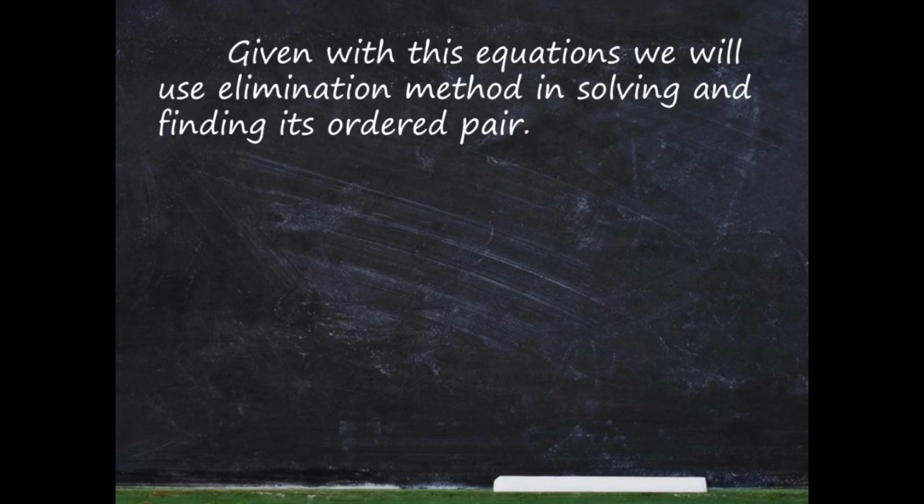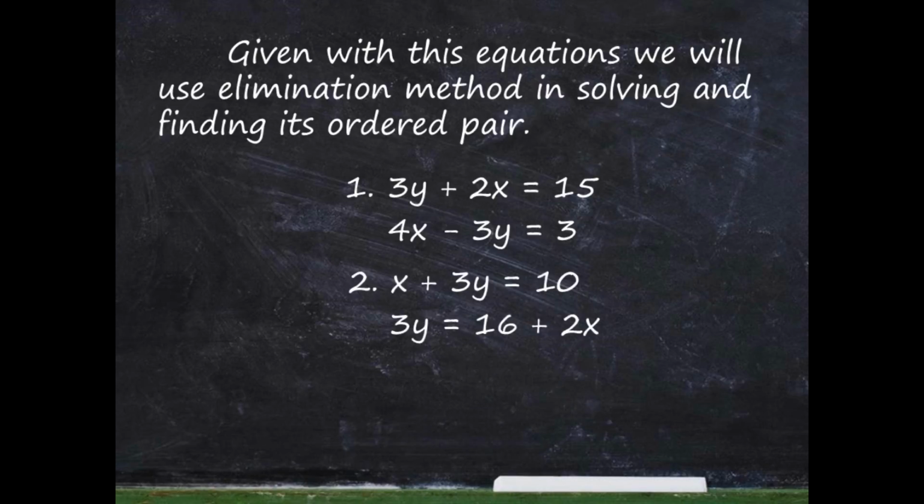Given these equations, we will use the elimination method in solving and finding the ordered pair. First, 3y plus 2x equals 15 and 4x minus 3y equals 3. Second, x plus 3y equals 10 and 3y equals 16 plus 2x. Lastly, 3x plus 5y equals 12 and 4x minus 3y equals negative 13. So now, let's start solving.